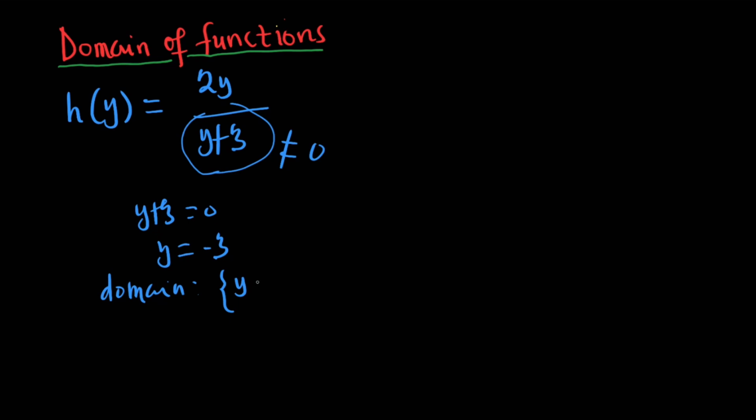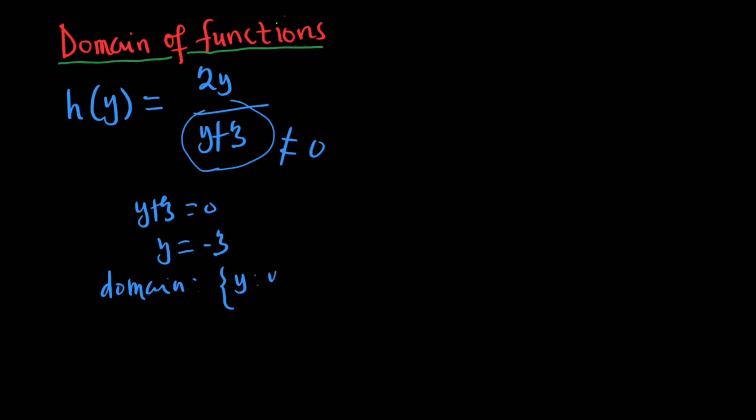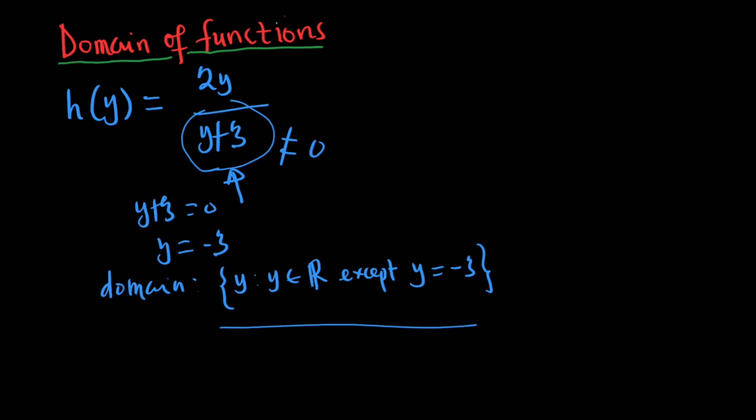So the domain will be a set of, let's say, y, such that y is a member of all real numbers, except that y is equal to negative 3. And this set becomes the domain of this particular function, just because we want to avoid division by 0, since we are considering the real number system, the real numbers.